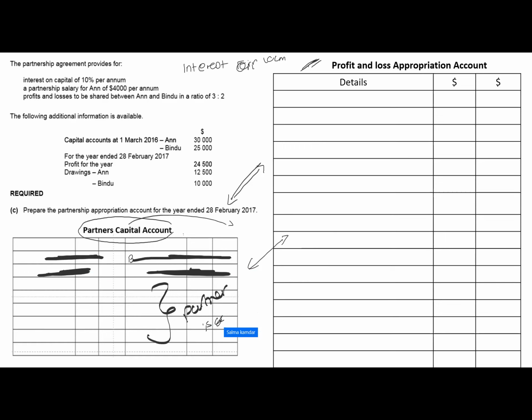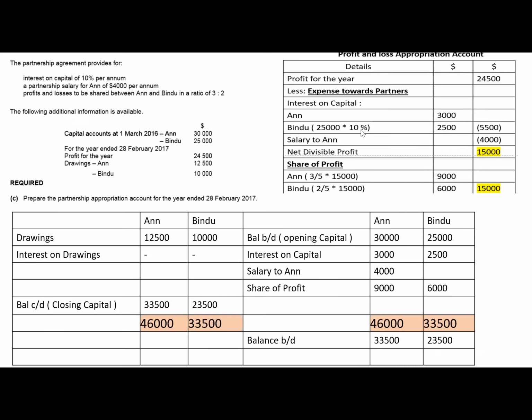So when you're making the capital account, you will definitely need the appropriation account, because you have already done calculations for interest on capital and interest on drawings over here. Let's check. Okay, let's check. This was my appropriation account, and they've asked me to prepare a capital account.